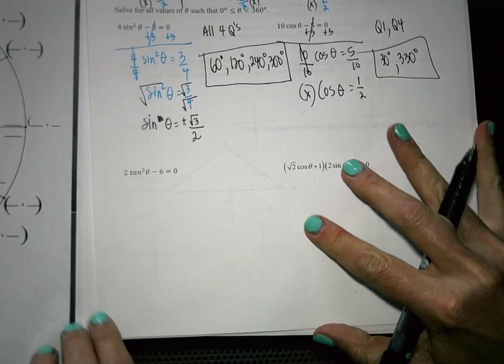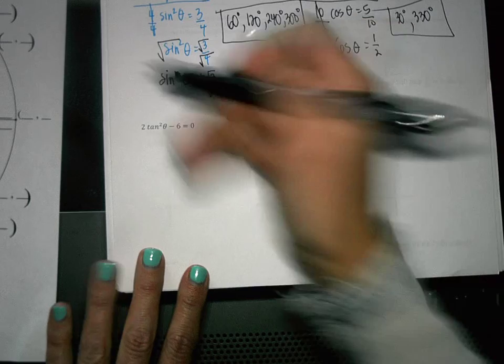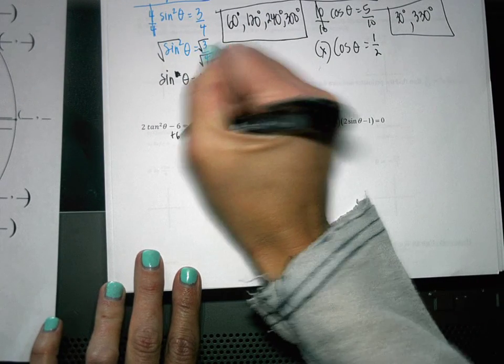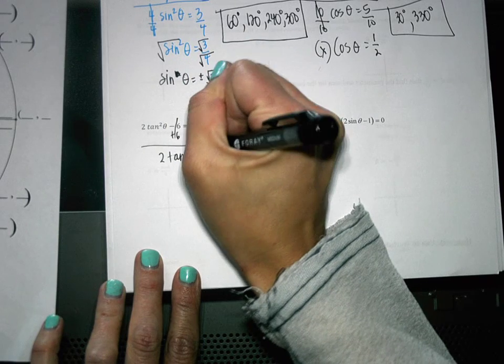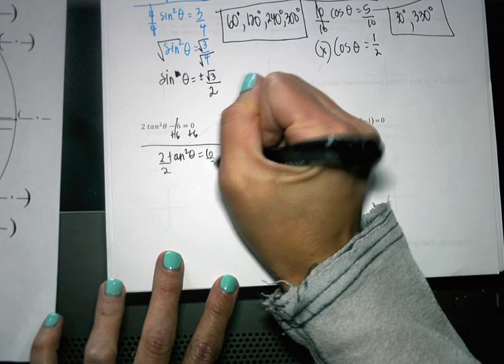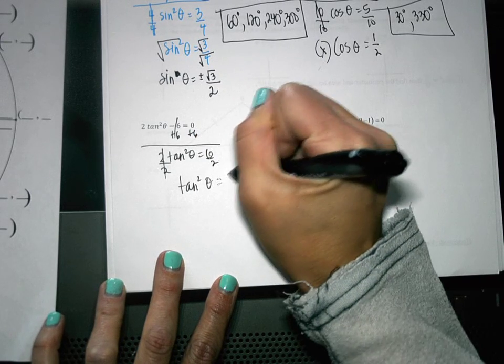Okay, let's move on to the next one. So here we have tangent squared of theta minus 6 equals 2. We're going to add 6 to both sides. 2 tangent squared of theta equals 6. We're going to divide by 2 on both sides. Tangent squared of theta equals 3.